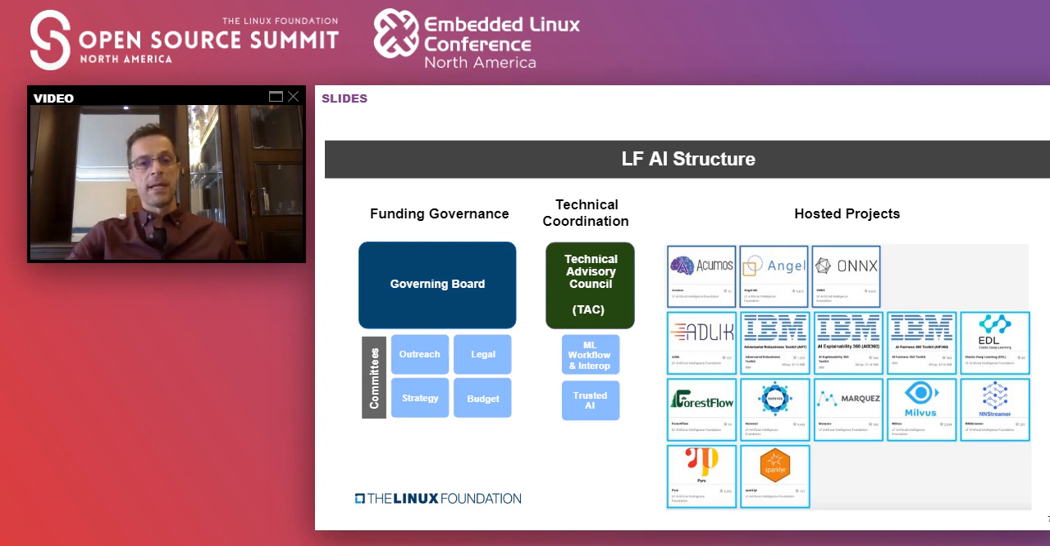So this is the basic structure, and there is a complete separation between the funding governance, or the governance of the foundation, and the governance of the projects. You can see there are a number of projects on the slide. Each of them has its own governance, and each decides how to operate and manage itself, completely separate from the other projects and from the management and governance of the foundation itself. So projects are completely independent from that perspective, and there's a complete separation between the project and the operation of the foundation.